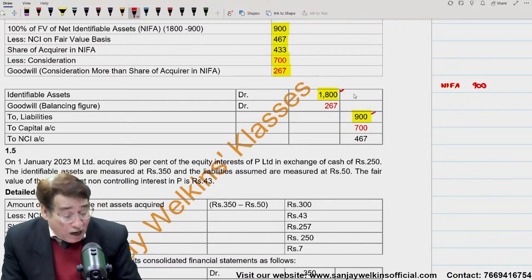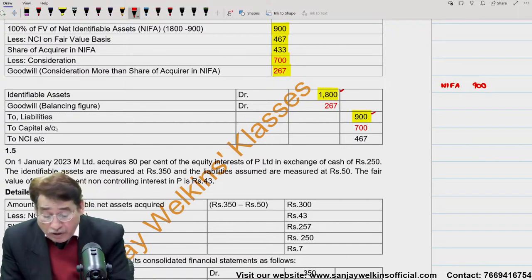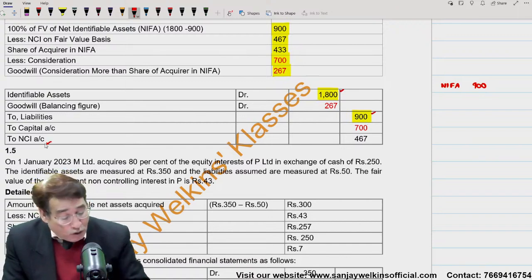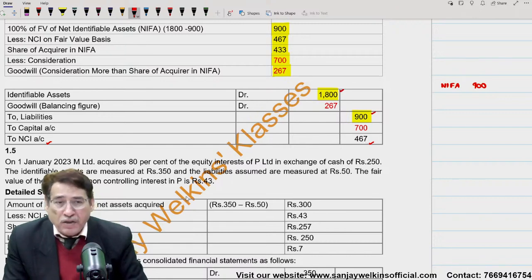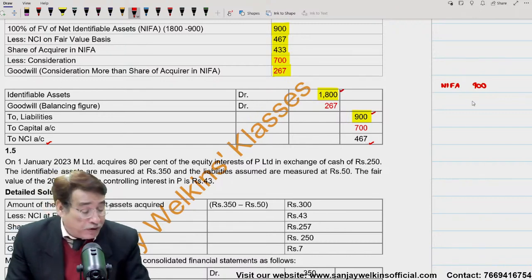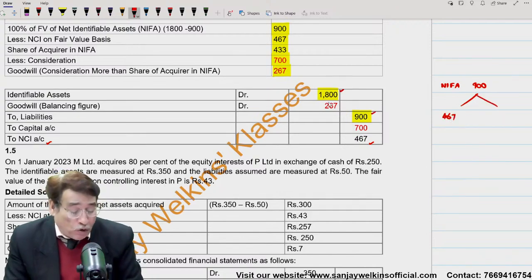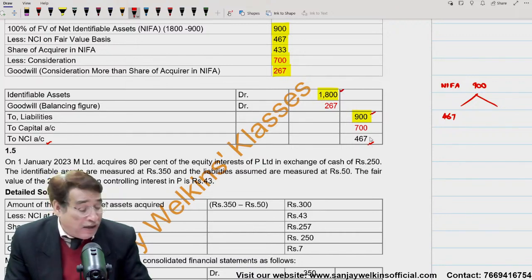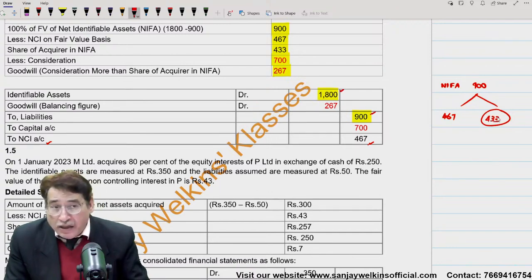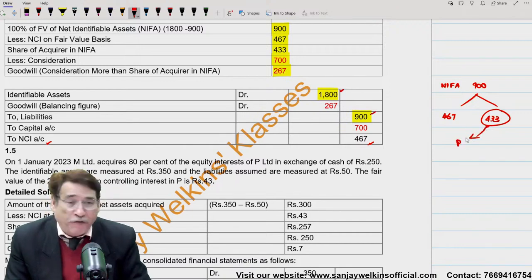Correct? After writing these two things, then you must write NCI. It is always better to write NCI first. Is it clear? To NCI 467. That means, so far I have written these three items: assets, liability and NCI. Indirectly, it means I have written only this much amount, 433. And what is this amount? It shows the parent share of net assets.